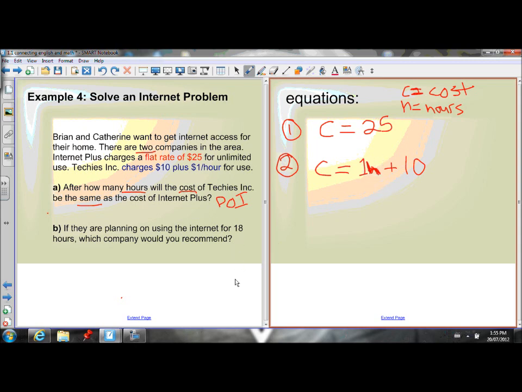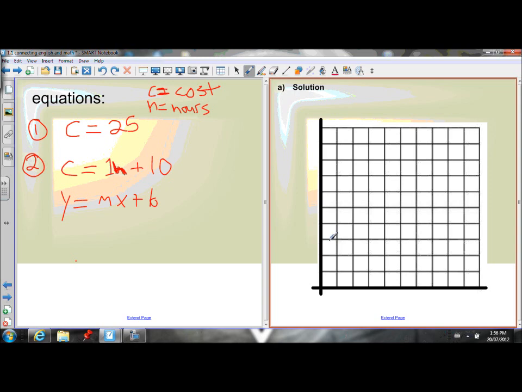Let's graph the two lines to be able to figure that out. You'll notice this equation is already in the form y equals mx plus b. Even though the variables aren't y and x, cost is our dependent variable and hours is the independent variable. The cost depends on how many hours. So even though it's not y and x, it is in the form y equals mx plus b. This is our slope and this is our y-intercept. So 1 is our slope, 10 is our y-intercept, and we can graph it based on that. Let's go ahead and do that.